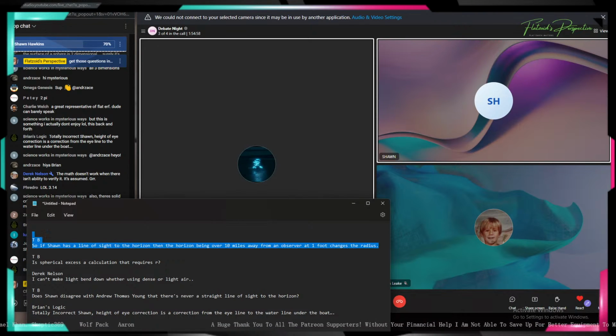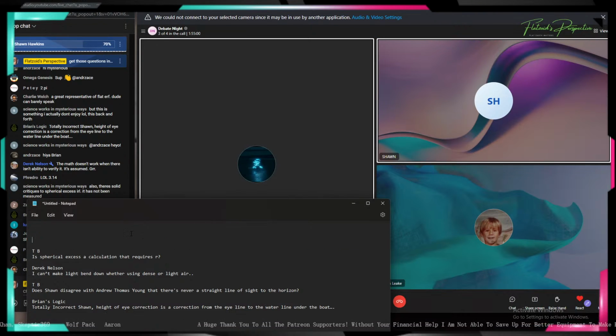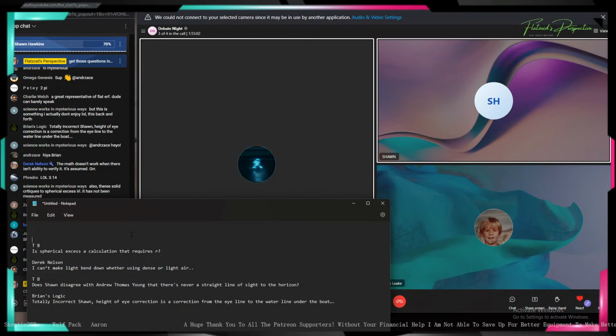No, it changes where we see the horizon because of refraction. It doesn't change the radius.